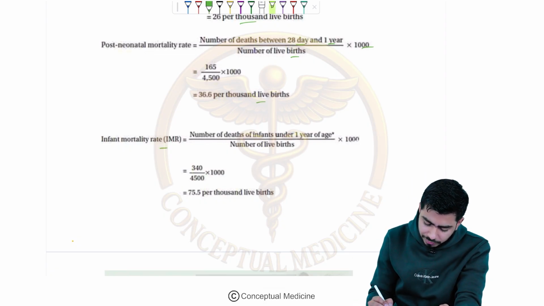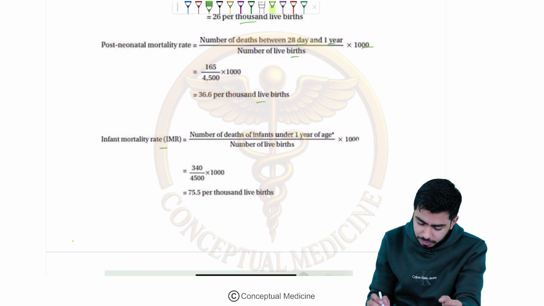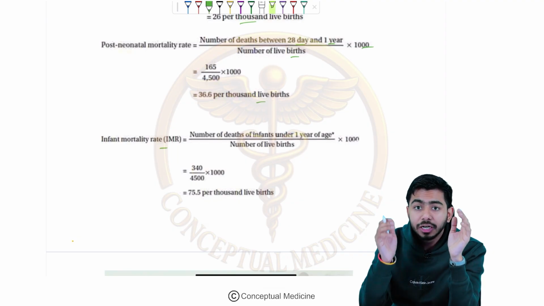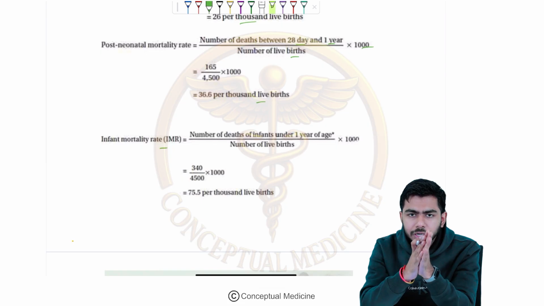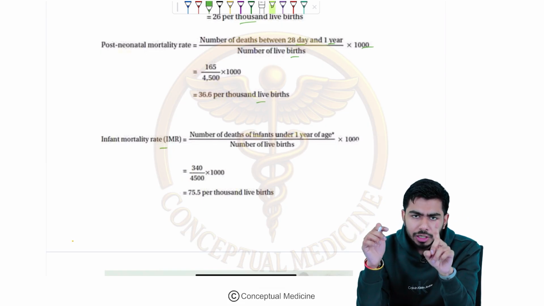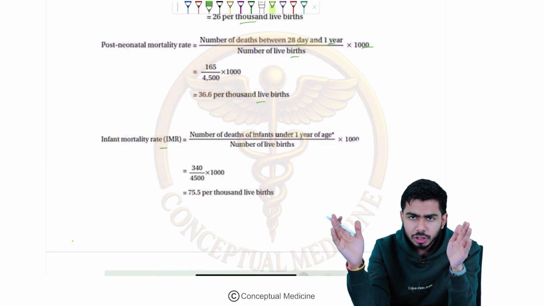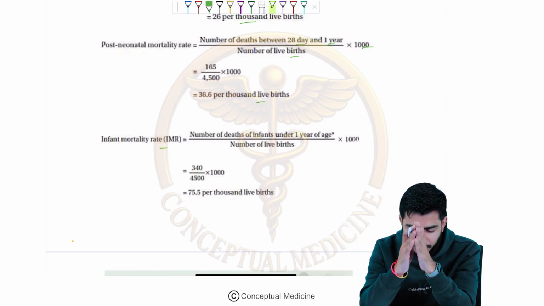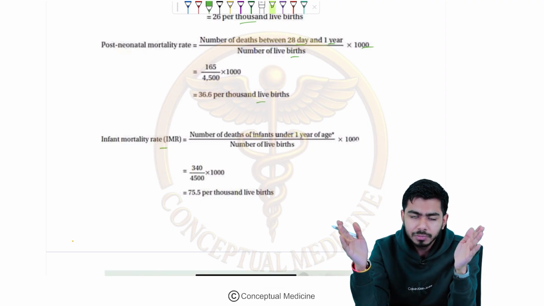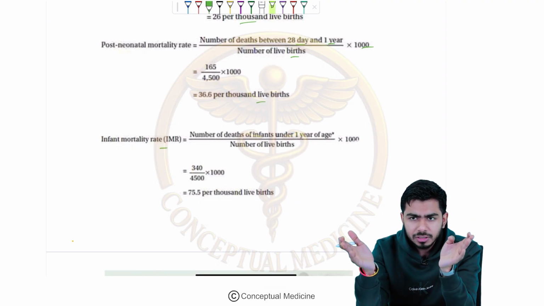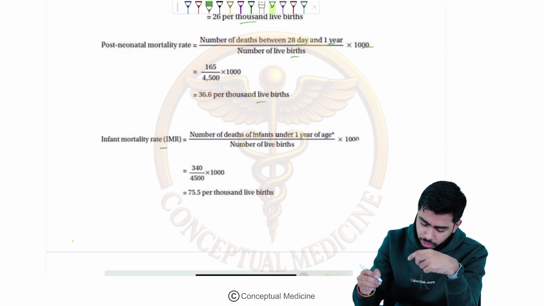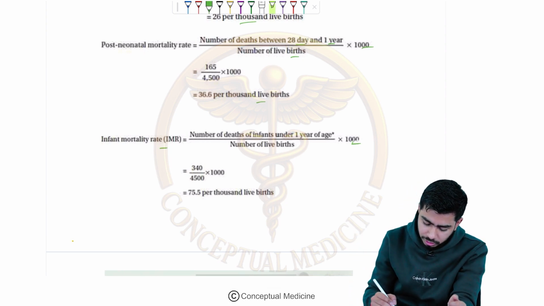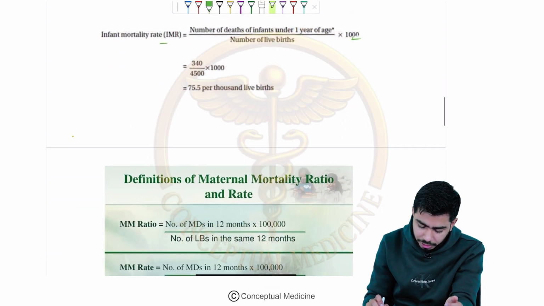Now, the infant mortality rate means the number of deaths which are happening under 1 year of age. The infant period is from birth to 1 year of age; that is called the infant basically. So infant mortality means the total number of deaths during the first year of age, divided by the total number of live births, multiplied by 1000. That will be called the infant mortality rate, right?